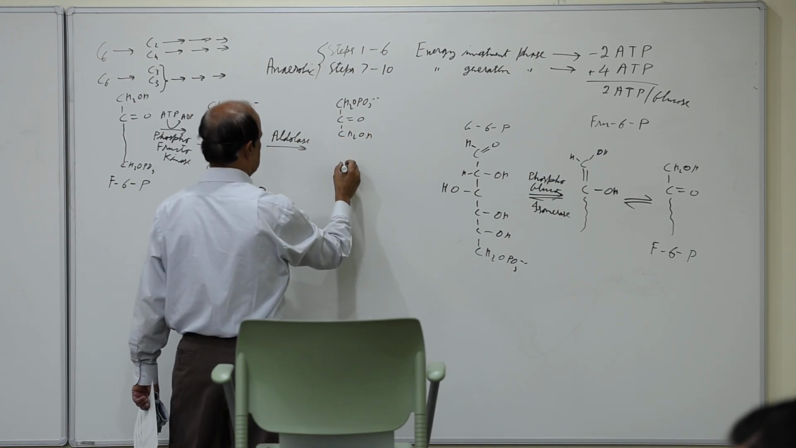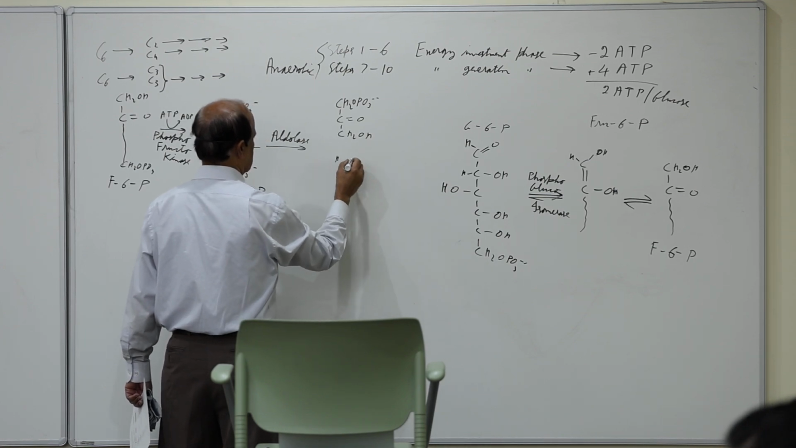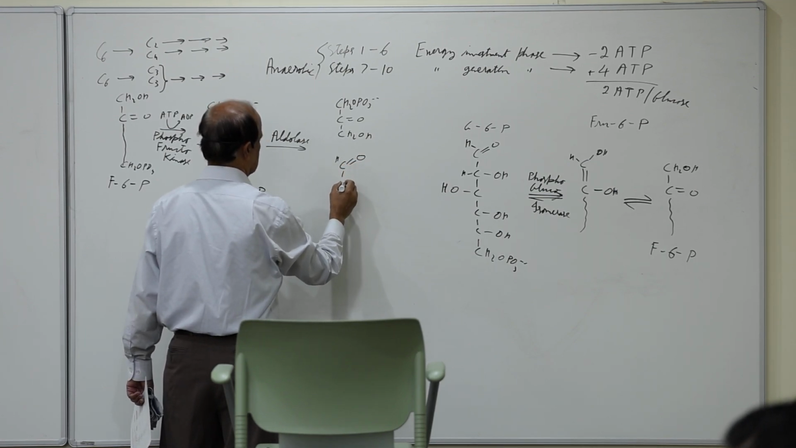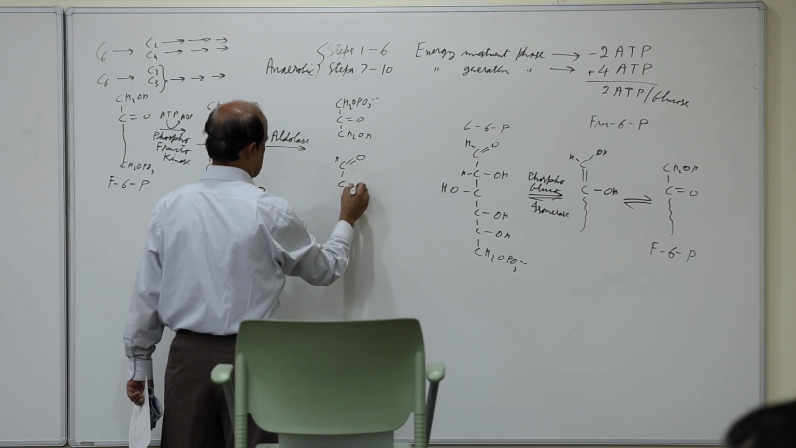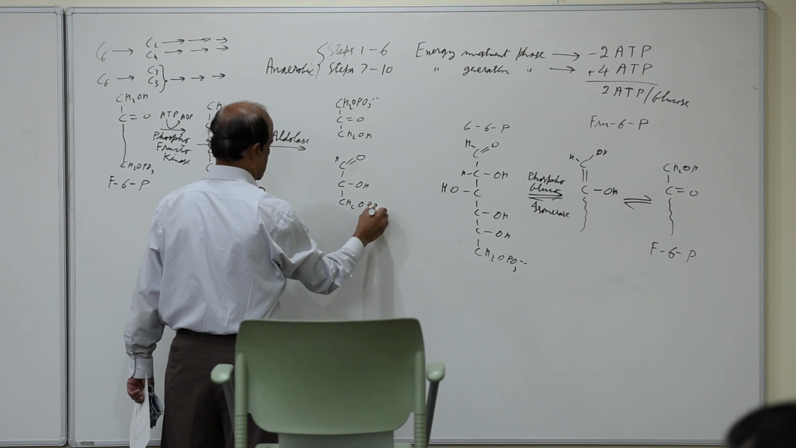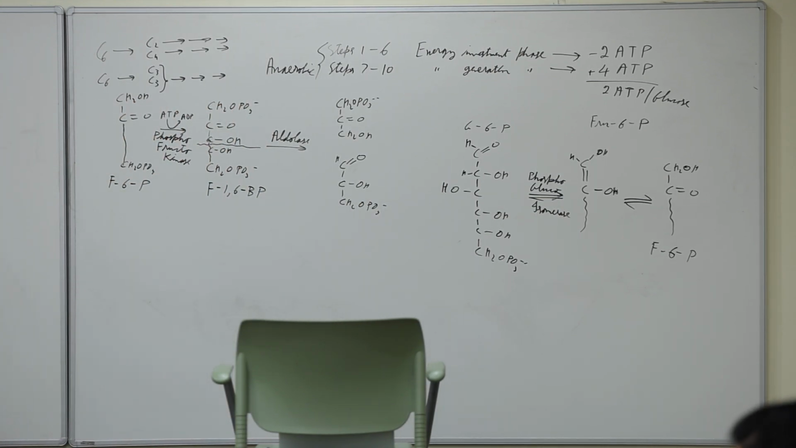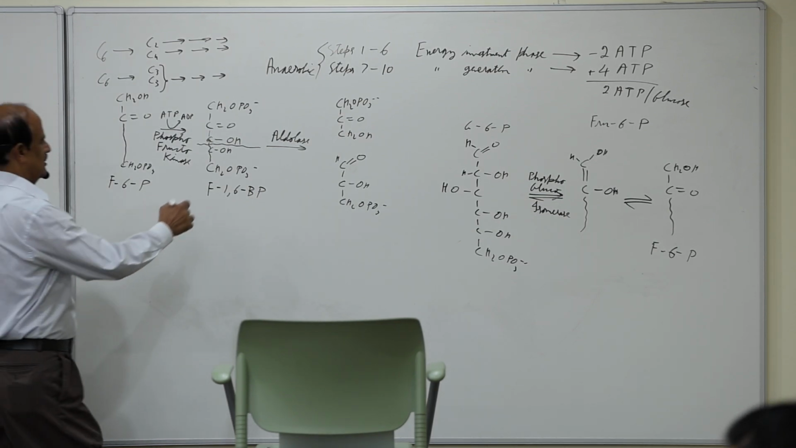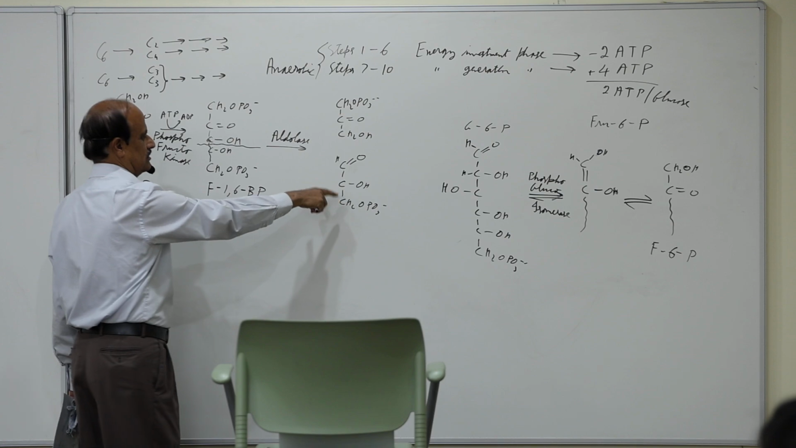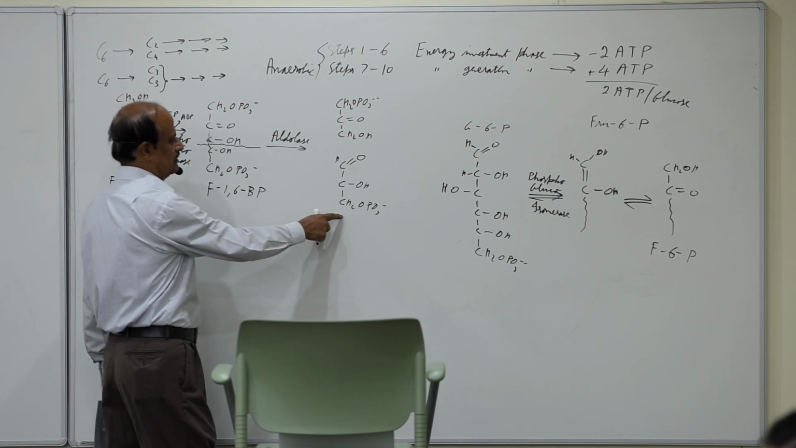And the remaining 3 will be this one. So this is an aldolase reaction that breaks it into 2 equal parts. They are still not the same molecule. What are the names of the 2? This one we have already seen before.